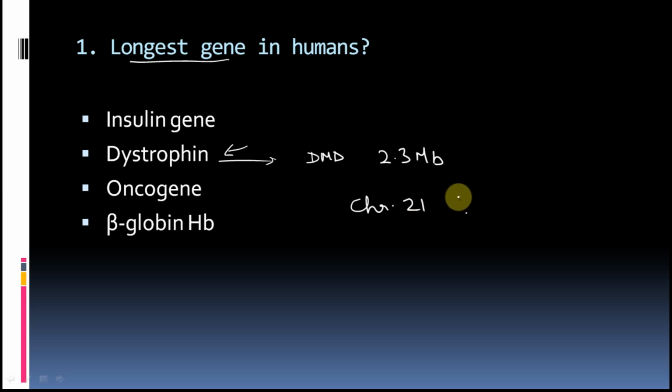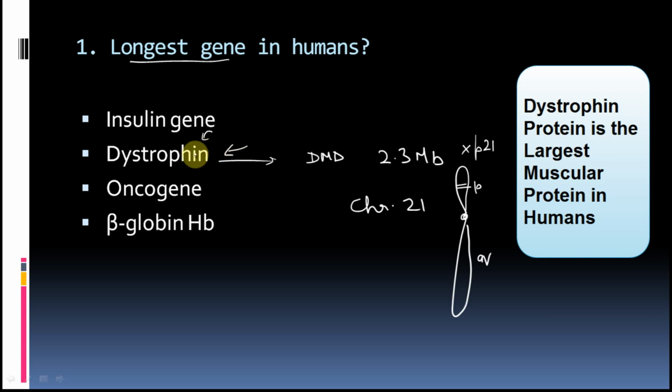that too on the P arm. You know that the chromosomes have two arms, right? Short arm and the long arm. So it is the P and the Q arm. So it is present somewhere in the P arm, and the location is basically XP21. This is the location of this particular dystrophin gene, which is coding for the dystrophin protein, which is a muscular protein. Okay, and this is one of the largest proteins in our body.